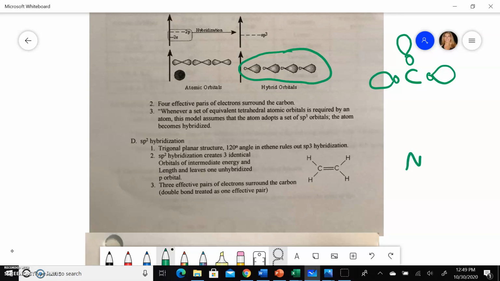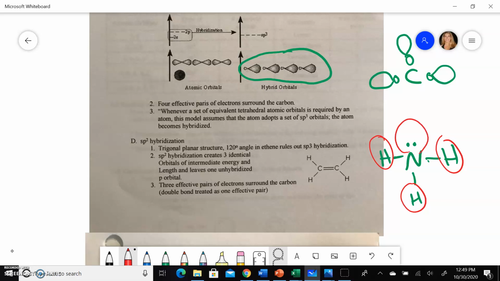If you looked at NH3, and I ask you, what is the hybridization on nitrogen? First of all, we're only going to hybridize central atoms. For this, the hydrogens are not hybridized. The hydrogens just have their regular old s. For nitrogen, we have 3 hydrogens, so 1, 2, 3, plus we have that electron cloud. So we actually have 4 effective pairs of electrons for this nitrogen as well. So this one would also be sp3 hybridized.